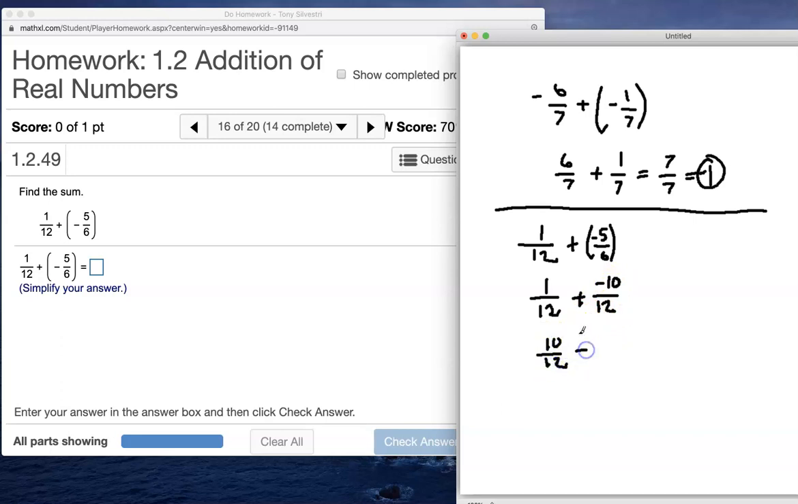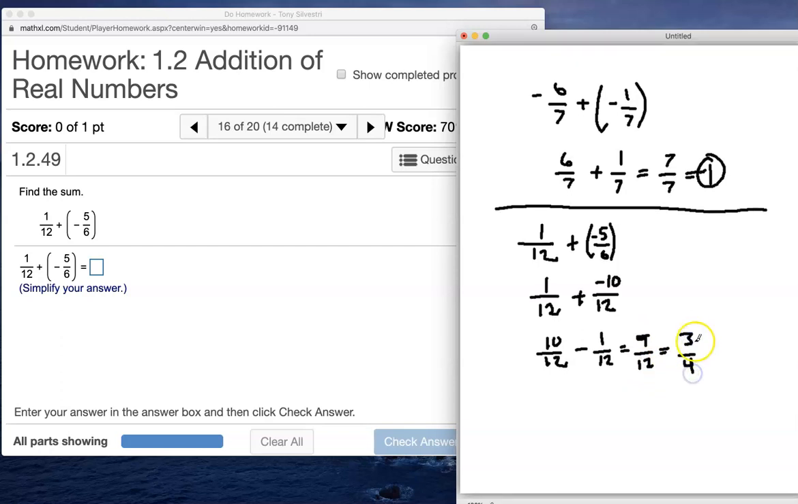And you're going to subtract from that the absolute value of the smaller one. That's going to give me 10 minus 1 is 9 over 12. And basically, you always have to simplify your fractions. So this is going to be divide top and bottom by 3, 3 over 4. But that's not enough now. We have to decide, hey, is that positive or negative?